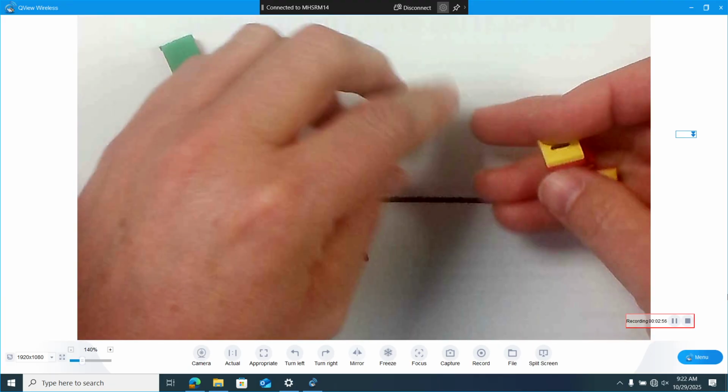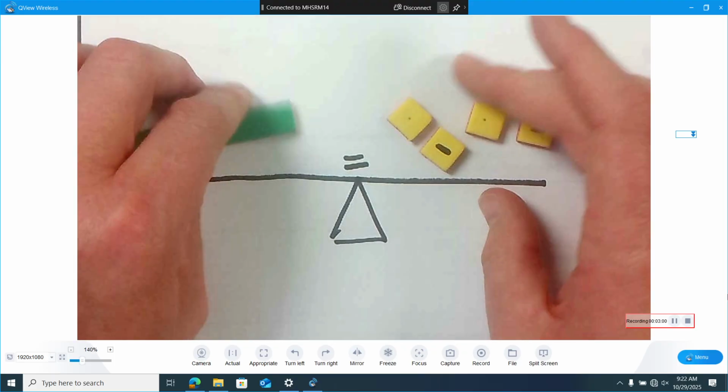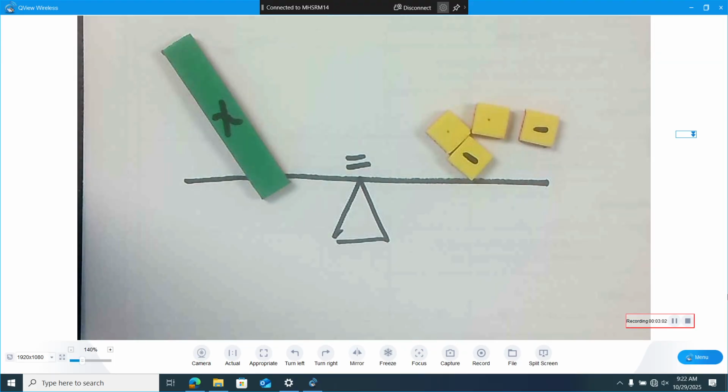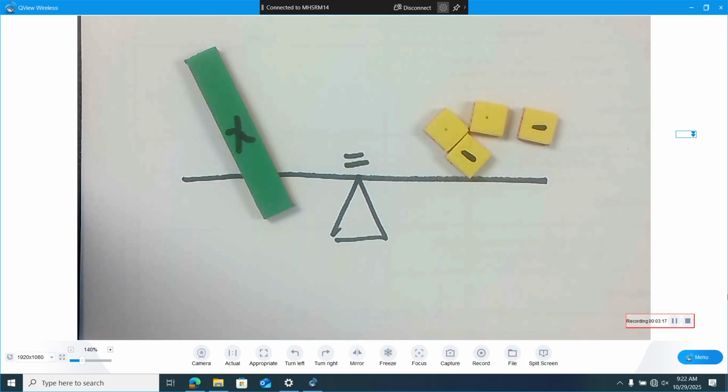So here's my equation. What is x worth? Is the left side equal to the right side? Is it balanced? So x is equal to 4. Yeah, that's exactly right. x is equal to 4.